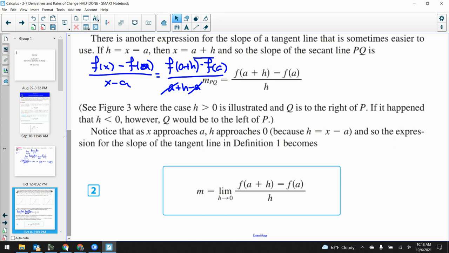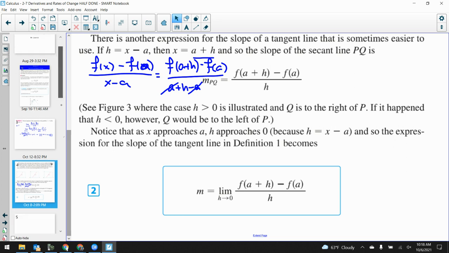But we've got these two real definitions of a derivative. We've got the limit as h goes to 0, and then we've got the limit as x goes to a, right? And they can be used interchangeably. It just depends on which one suits you better.